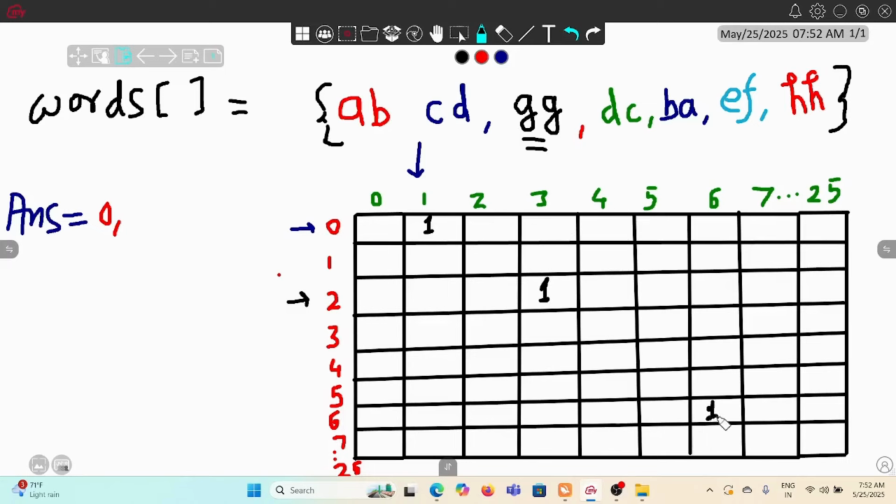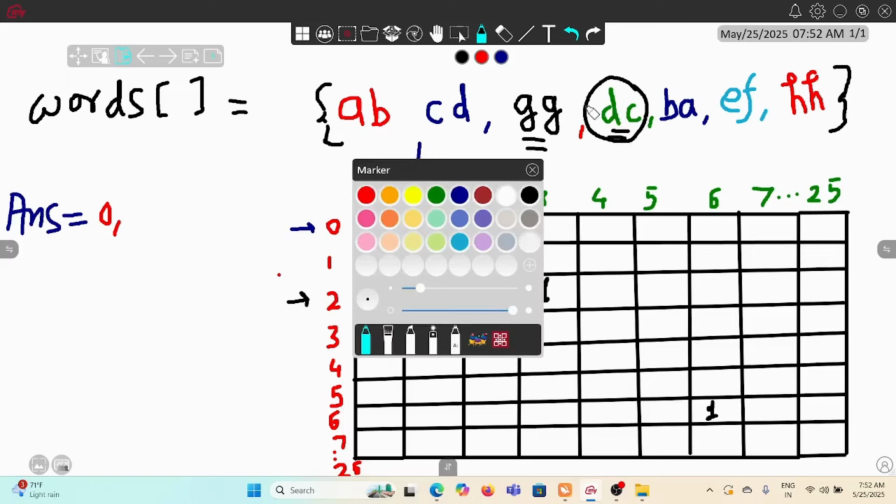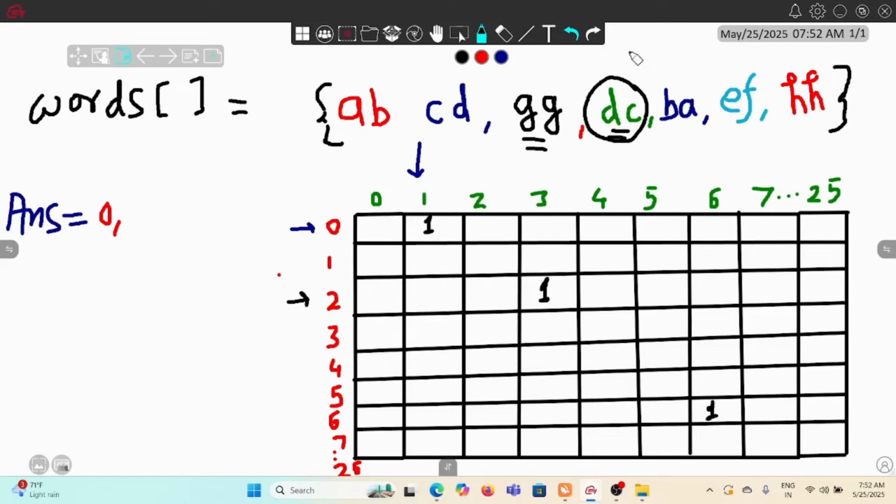Now we are coming to DC. What is the coordinate here? For DC, we do the opposite of it, because at the same time we are also looking whether the opposite of it has occurred. So what is the coordinate of DC? The coordinate of DC would be 3, 2, right? It would be 3 and 2.